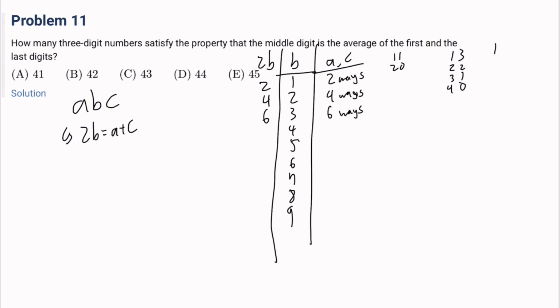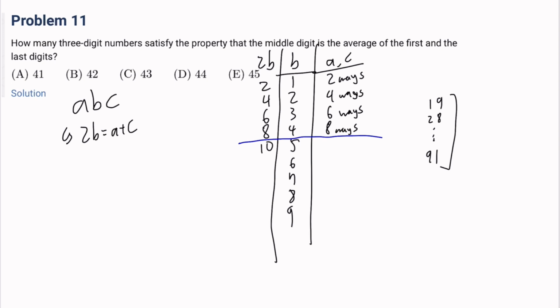By the same way, we have 1 something, 2 something, all the way up to 6 0, right? And then for 4, that's the same thing. Since 2B is 8, we have 8 ways: 1 7, 2 6, all the way up to 8 0, right? So those are for 1, 2, 3, 4, right? And then for 5, 2B is 10, right? So A and C can be 1 9 and then 2 8 all the way up to 9 1.